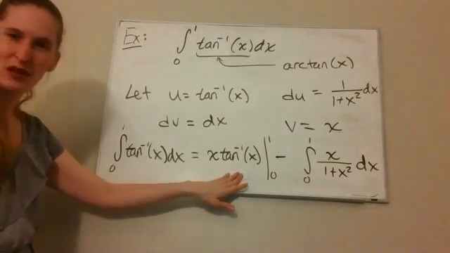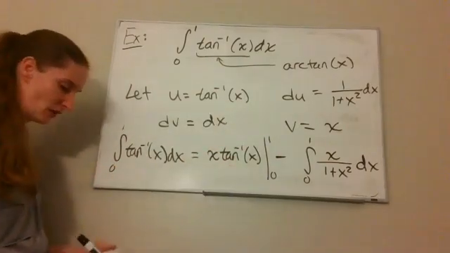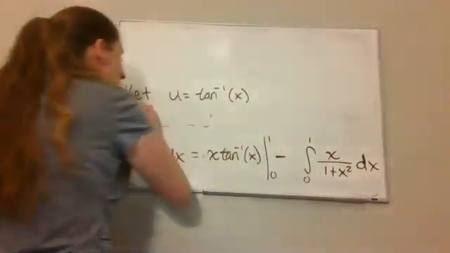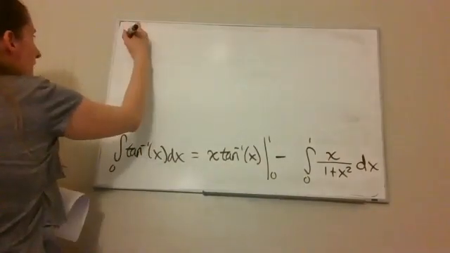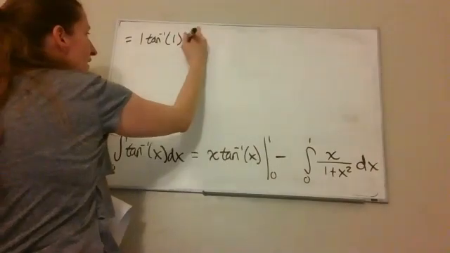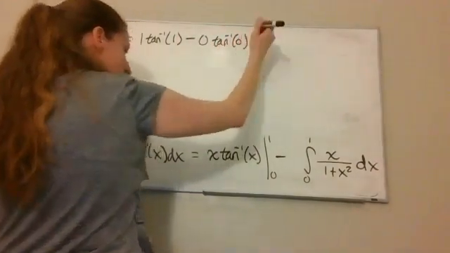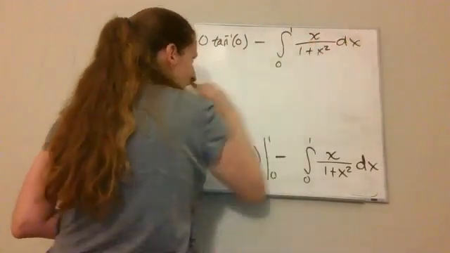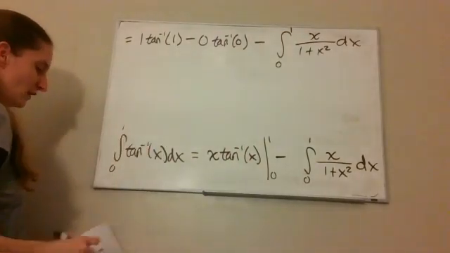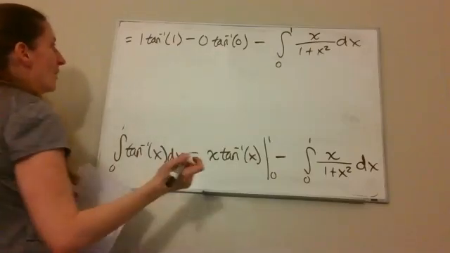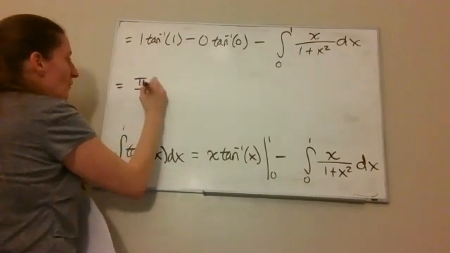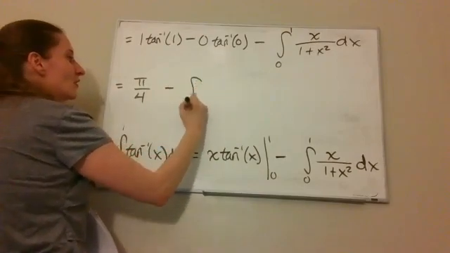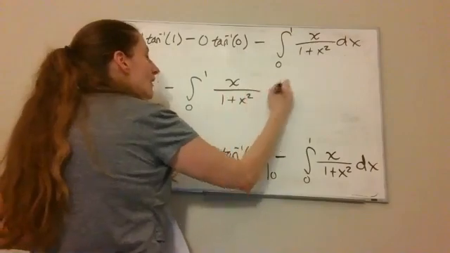And I would go ahead and plug these bounds in right now to simplify the beginning part before we deal with that other integral. So if I plug in the 1 and plug in the 0 for just that uv part, I'm going to have 1 times the tangent inverse of 1 minus 0 times tangent inverse of 0. And then I still have my other integral, minus the integral from 0 to 1, x over 1 plus x squared dx. So 1 times the tangent inverse of 1, what's that going to be? Well, I'm going to end up with a pi over 4, because tangent inverse of 1 is pi over 4. Then the 0 times tangent inverse of 0 is just going to be 0. So I get pi over 4 minus the integral from 0 to 1 of x over 1 plus x squared dx.